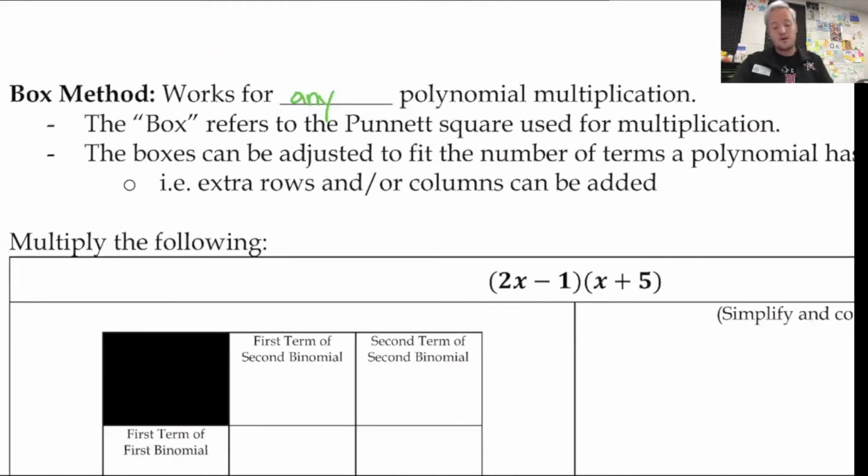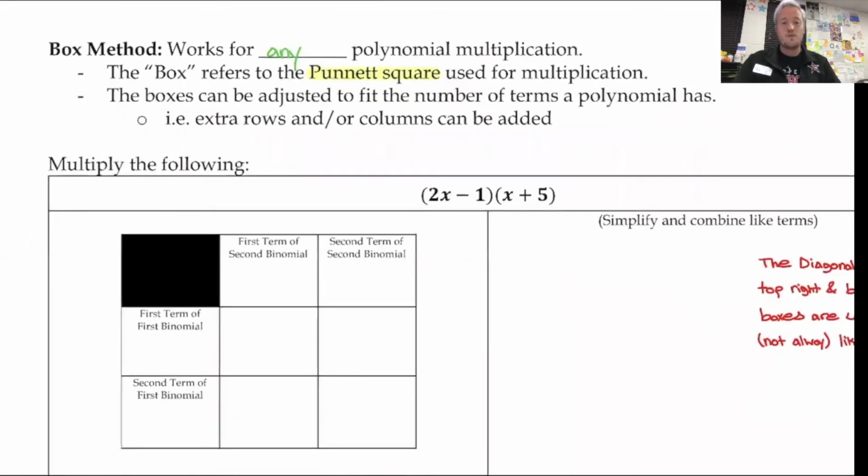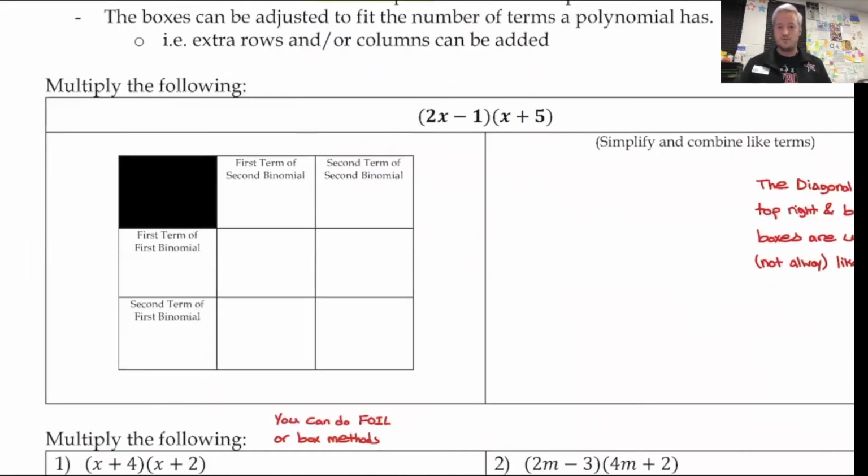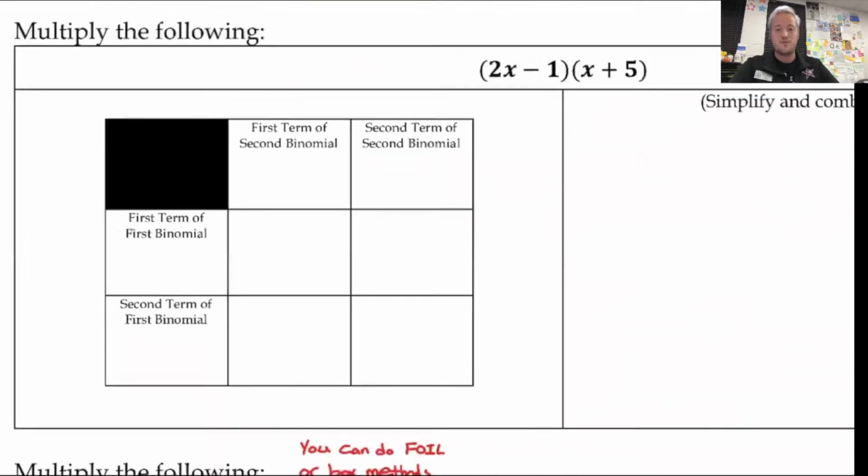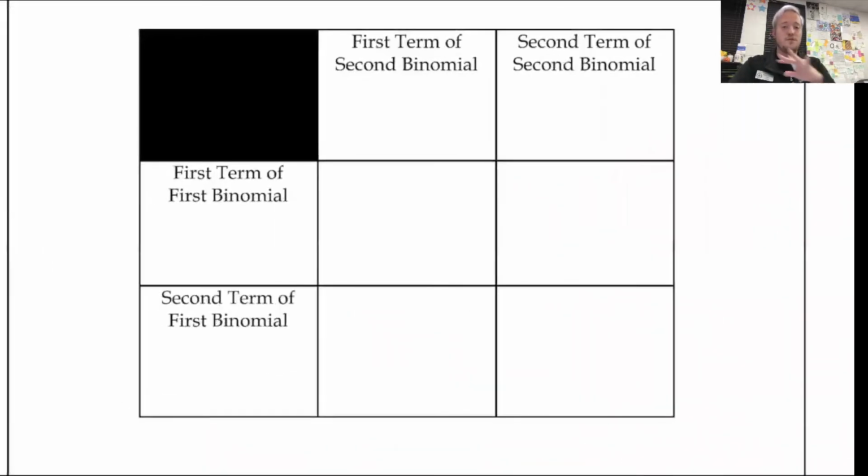And the box actually refers to the Punnett squares that you use in biology, especially for genetics, when you're using homozygous dominant, homozygous recessive, or heterozygous, or any of that stuff. So it's the same Punnett square as before. All right. So we're just going to go through the first one together. So this one, this is the model. This is how you're going to set it up.